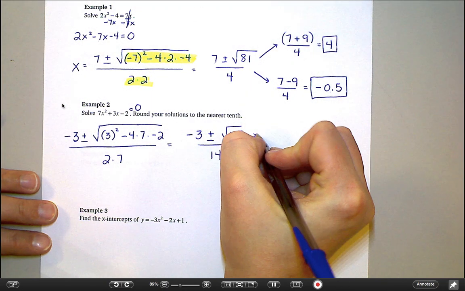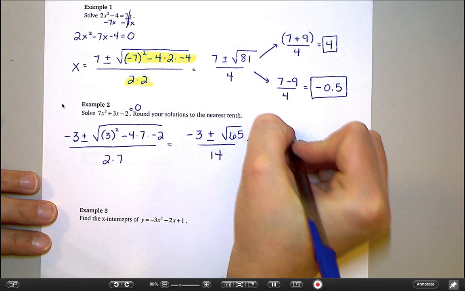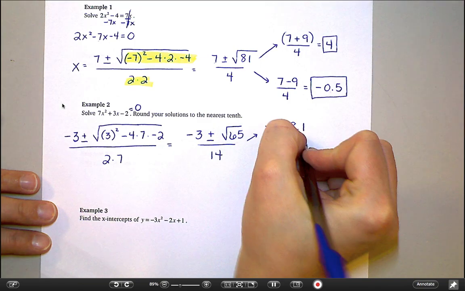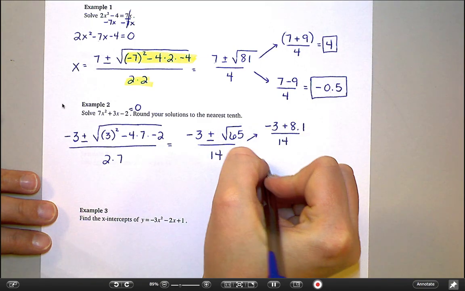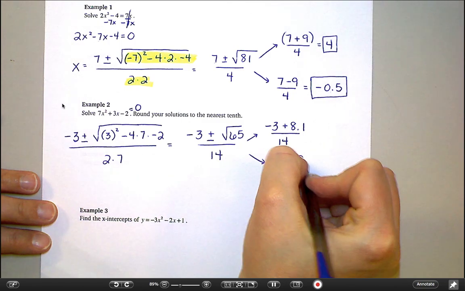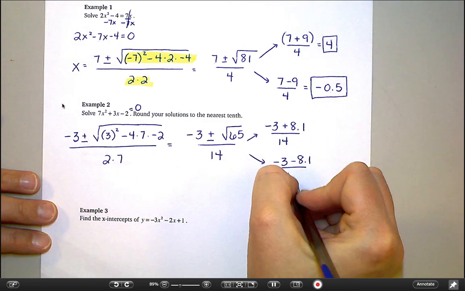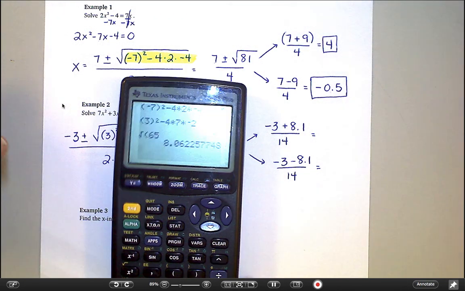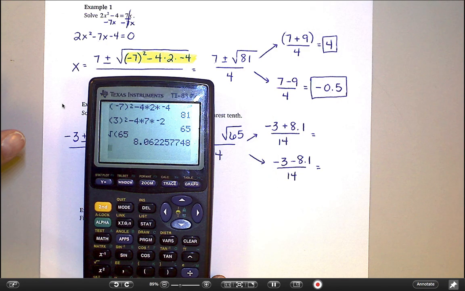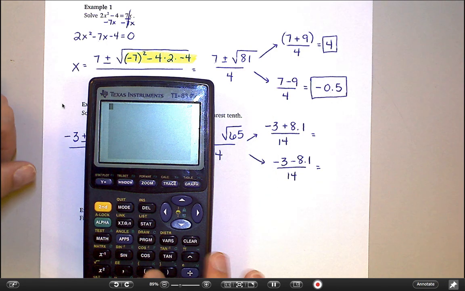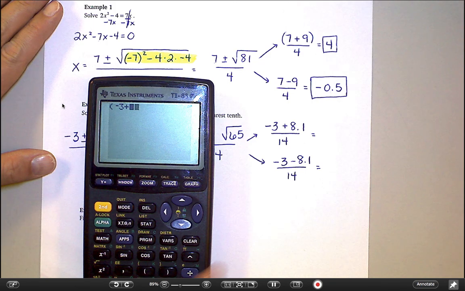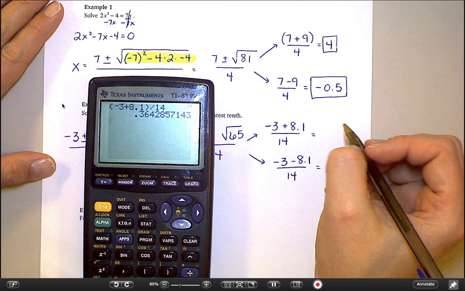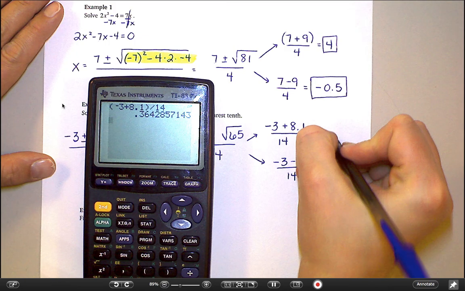So I'm going to make this negative 3 plus 8.1 over 14. I'm going to make this negative 3 minus 8.1 over 14. What's this equal? What's this equal? If you need to use your calculator here, that's okay. Again, make sure you put the top part in parentheses. So negative 3 plus 8.1 divided by 14. Okay, and we get, then it says round to the nearest tenth, so I'm just going to go 0.4 here.